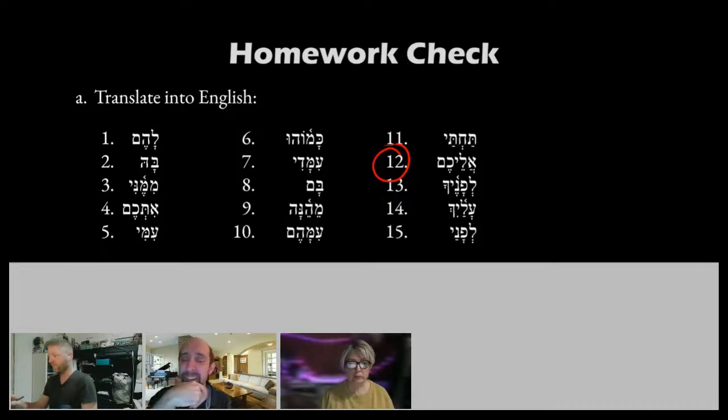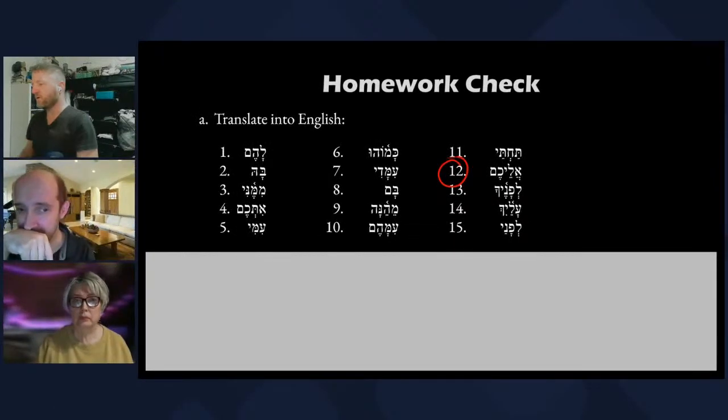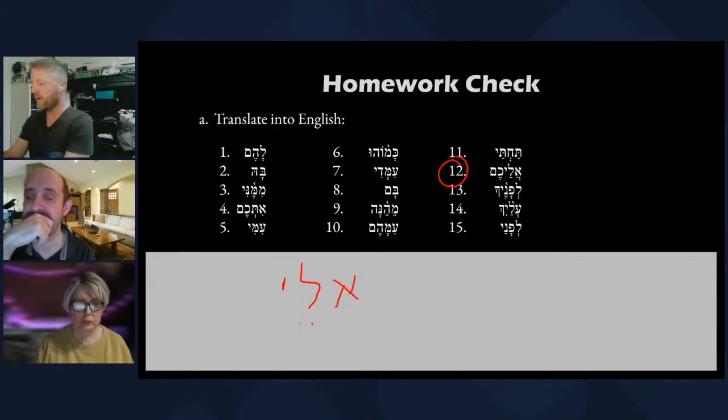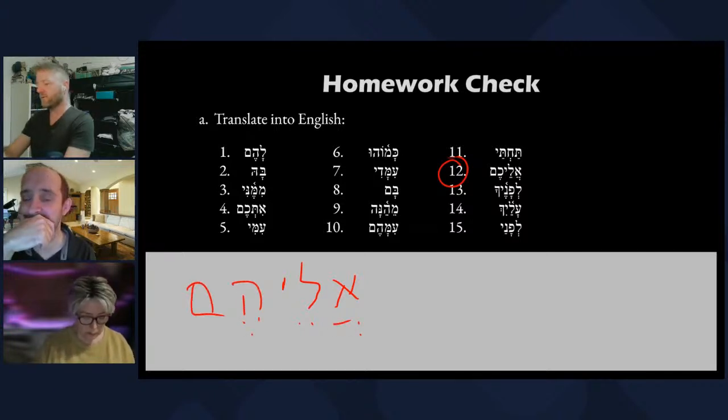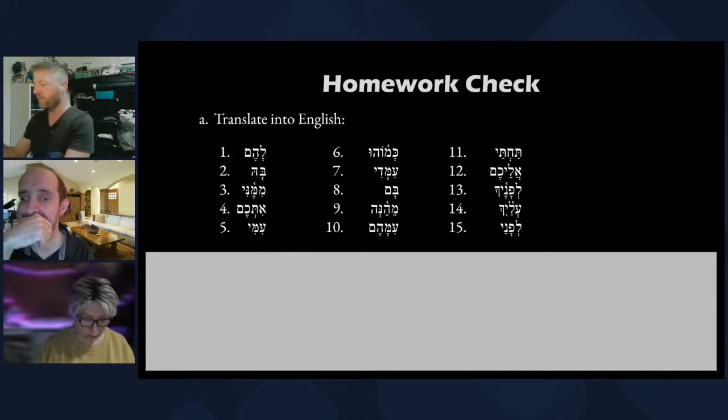Elena's here. Yeah, there's Elena. Oh, so sorry, we're going to have to put ourselves on the side. So alechem is from el, and el takes the ale ending. Alehem, the connecting vowel. Yep. So all of them act as if it's a plural el. Okay, 13. Elena, what do we got there?